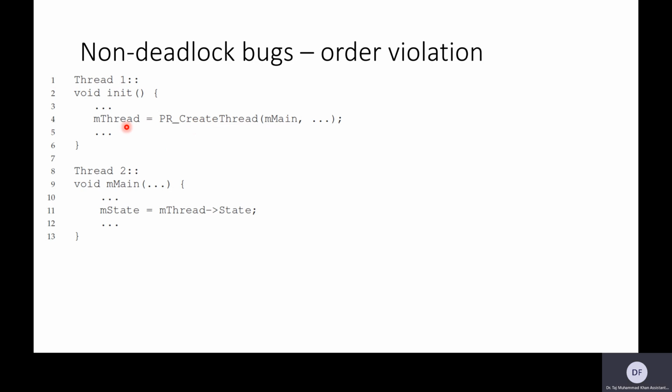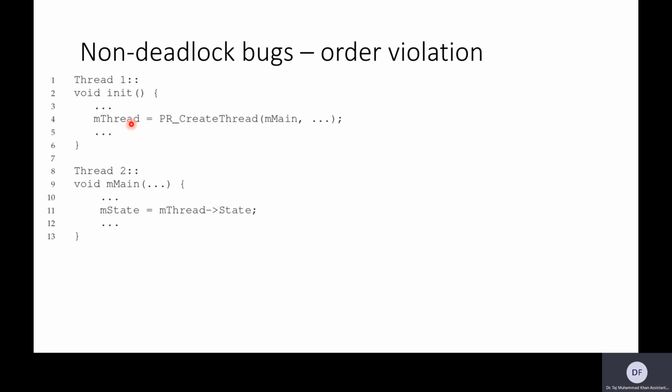Okay, so it might very well happen that the first step is completed and the main thread is created, and before we can assign the value to m_thread, thread 1 gets descheduled. So m_thread will have its own original value. Let's say it was null. So the main thread has been created.